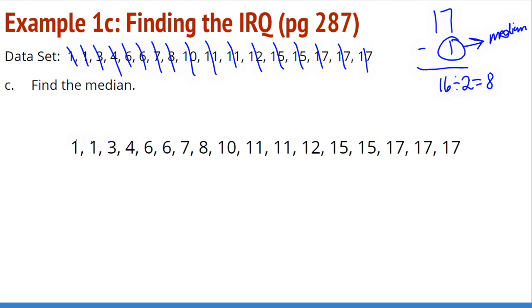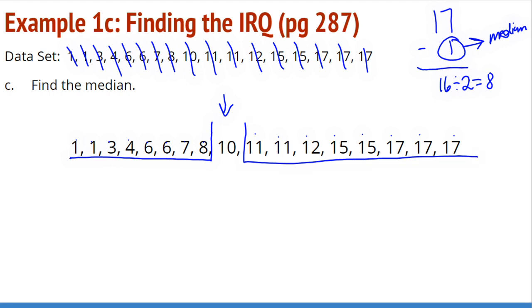1, 2, 3, 4, 5, 6, 7, 8. Here's the median. And 1, 2, 3, 4, 5, 6, 7, 8. There we go. So I have the median. I have my lower half. And I have my upper half.